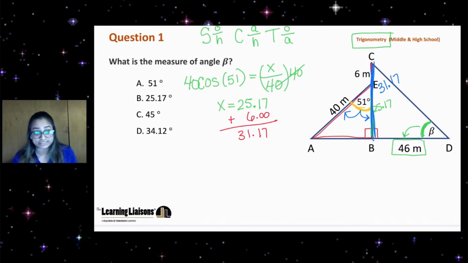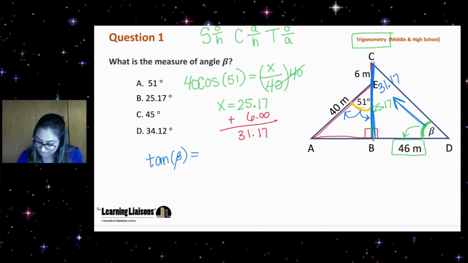Now that is what we need to solve for our beta. We have our adjacent, which we know is 46, and now we have the opposite, which is 31.17. All right, let's go ahead. We need adjacent and opposite, so that's going to be tangent. So we're going to have the tangent of beta that's equal to the opposite, which is 31.17, all over 46. Okay, we are almost there.